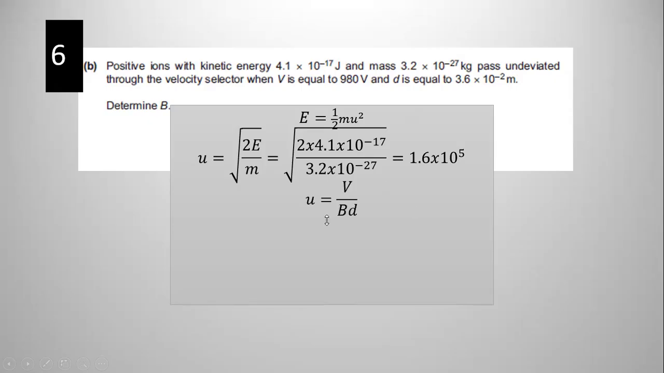And use calculator, get the answer. And use the formula we just derived. B, take U down. 980 volt. D, that's your D. That's your U. Okay, out. Two significant figures, use two significant figures to answer. Okay.